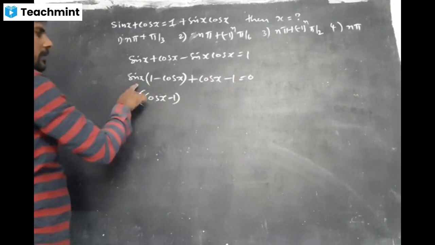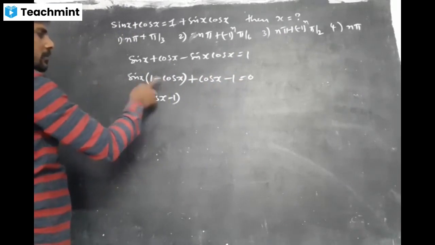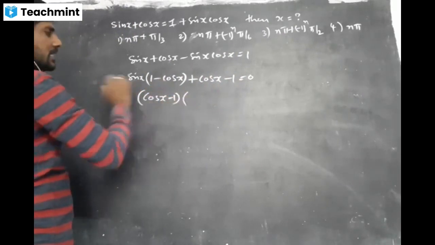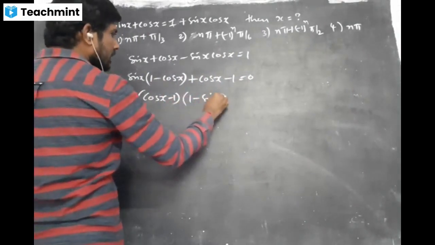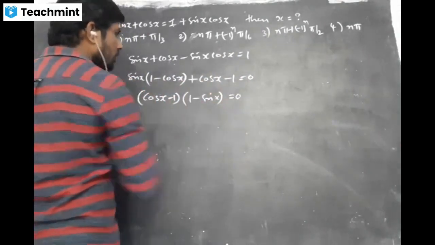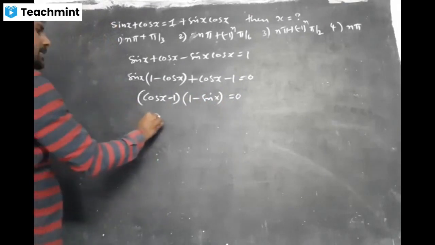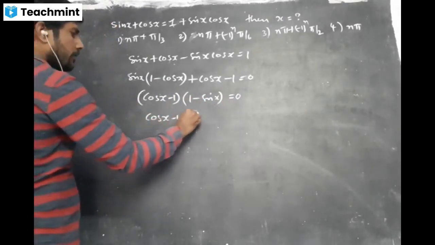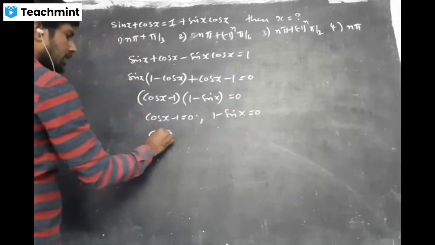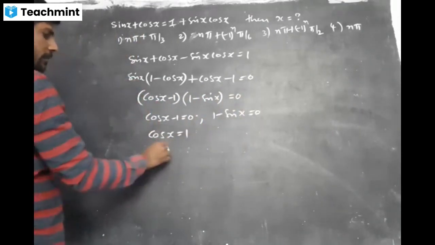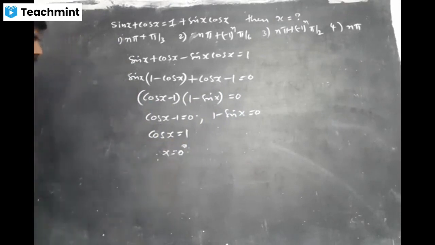Here it is cos x minus 1. Suppose here 1 minus cos x, so we take minus common, and then 1 minus sin x is equal to 0. So cos x minus 1 is equal to 0 is one value, and 1 minus sin x is equal to 0 is another value. Cos x is equal to 1, which means x is equal to 0 degrees.